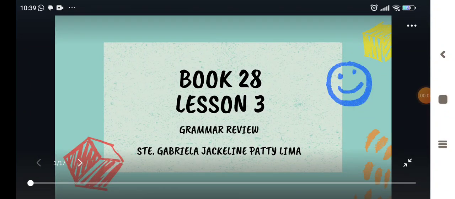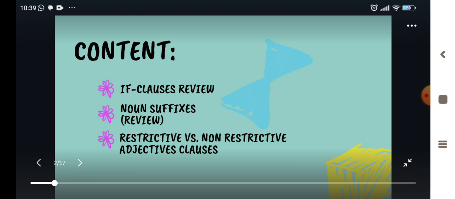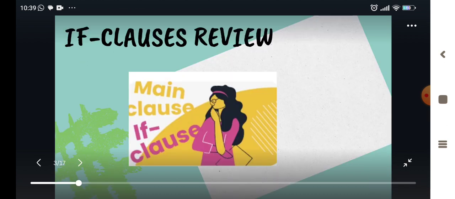In this occasion, I will explain Book 28, Lesson 3. This is a grammar review. The content of this review are if clauses review, noun suffixes review, restrictive versus non-restrictive adjective clauses. So let's start with if clauses review.